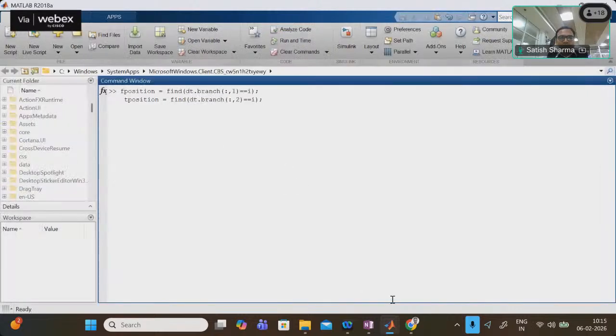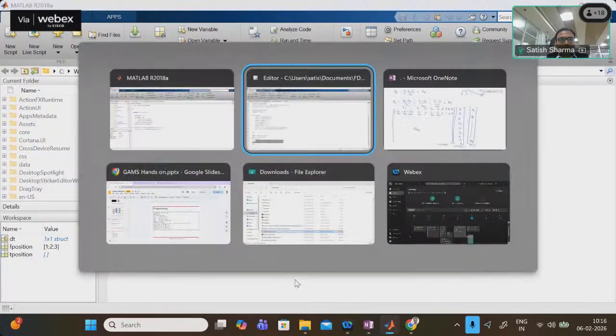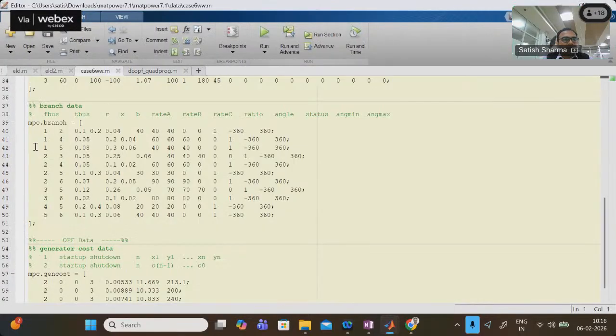First of all we have to load the case. So let's say dt equals load case, and I will put the case 6 ww here. So this has been loaded. Now let's calculate this one. Instead of i I will place 1 and see what I get. So the from position is 1, 2, 3, and the to position is empty. That is perfectly fine, because we can see that the first generator is at the 1, 2, and third position in the branch.